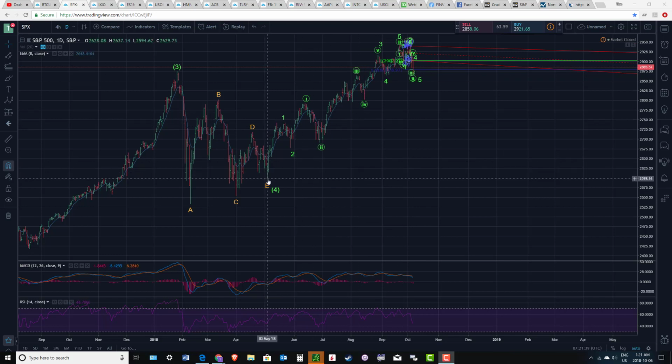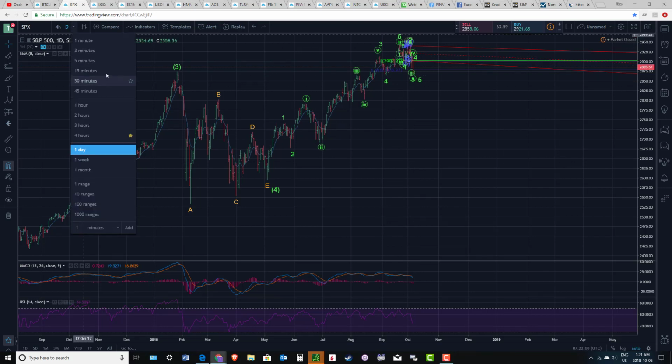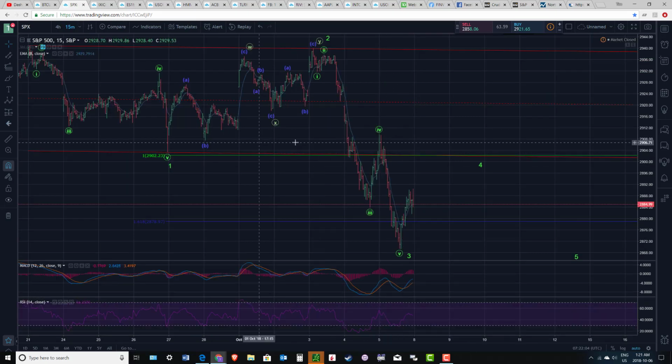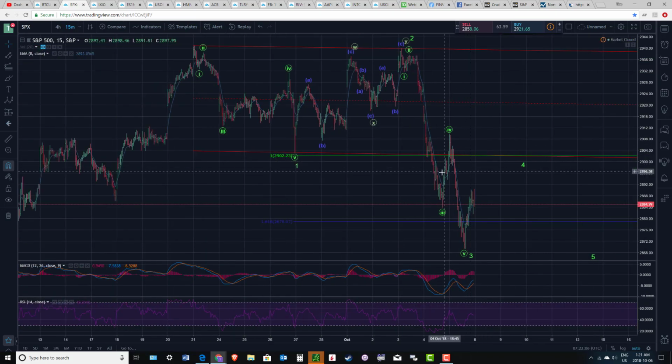At this point, we can certainly count 1, 2, and then we have an extended third, 1, 2, 3, 4, 5 of 3, and then we had a 4, and now a 5, and we have a potential significant peak in place. Sorry about all the clutter here, but I'll have to go in on the smaller time frame to show the subdivisions. So I believe a 15-minute price chart should be good. So I have this labeled.